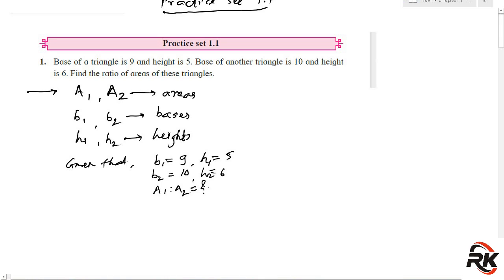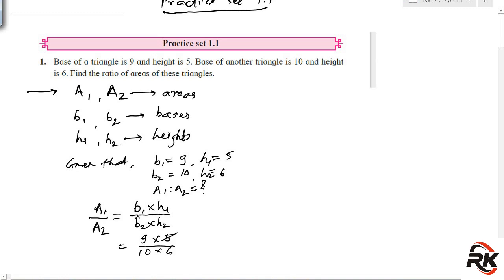These two triangles having different bases and different heights. Therefore, using first property, the ratio of their areas, means A1 upon A2, is equal to the ratio of products of their base and corresponding height, means B1 into H1 upon B2 into H2 is equal to B1 is 9 into H1 is 5 upon B2 is 10 into H2 is 6.